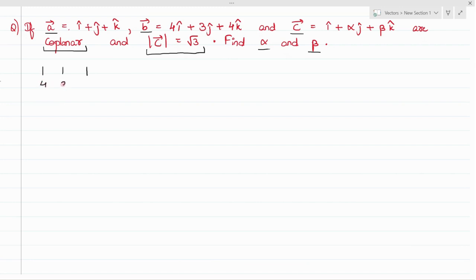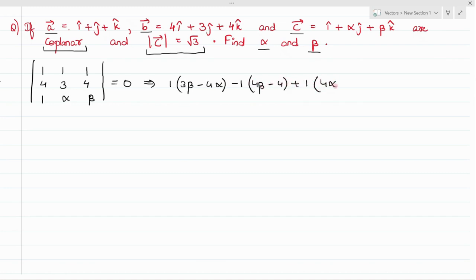1, 1, 1 are the A coordinates. B vector coordinates will be 4, 3, 4, and C vector coordinates will be 1, alpha, beta. And the determinant of this whole thing will equate to 0. This can be written as 1 times (3 beta minus 4 alpha) minus 1 into (4 beta minus 4) plus 1 times (4 alpha minus 3), equated with 0. And here 4 alpha gets cancelled. 3 beta minus 4 beta becomes minus beta, plus 4 minus 3 becomes plus 1, equals 0. Therefore, from here we'll get beta value as 1.